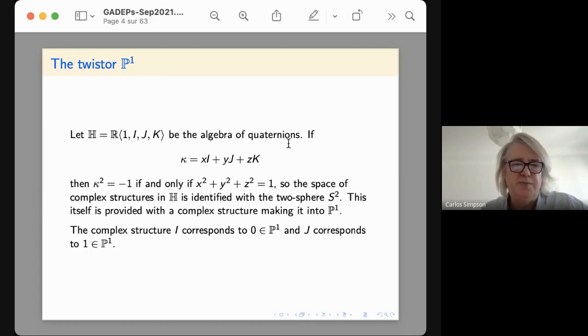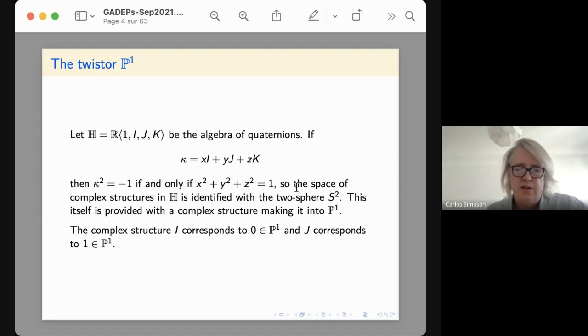This is from Hitchin's paper, basically. Suppose we take the algebra of quaternions. Now, if you try to make a complex structure out of the quaternions, it's not too hard to see that you shouldn't take 1 in your coefficient. If we define kappa to be some linear combination x i + y j + z k, then you can just calculate that kappa squared equals -1 if and only if x, y, z are on the unit sphere, x squared plus y squared plus z squared equals 1. So the space of complex structures is identified with the unit sphere.